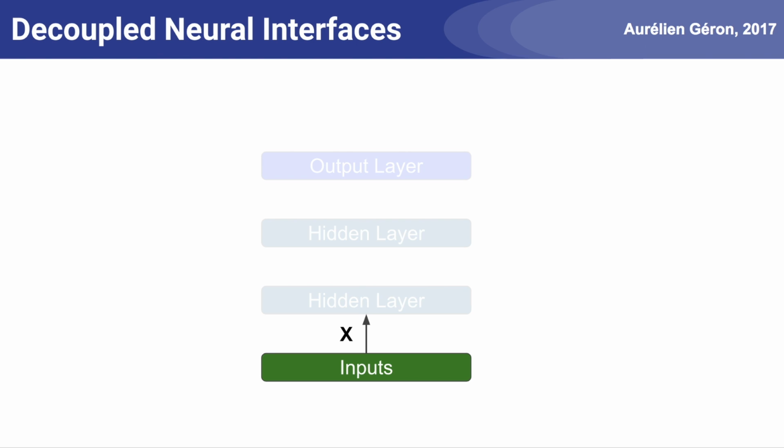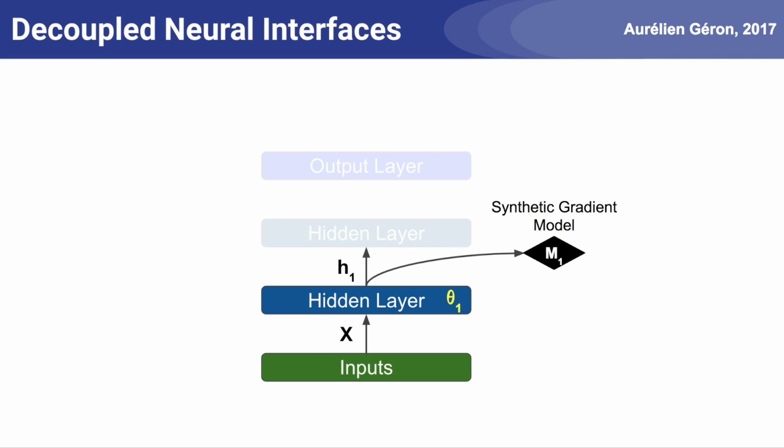Let's see how. First, we send the inputs to the first hidden layer. Then this layer uses its parameters theta1 to compute its outputs. So far, nothing has changed. But now we also send the outputs h1 to a magical little module m1 called a synthetic gradient model. We'll see how it works in a few minutes, but for now, it's just a black box. This model tries to predict what the gradients for the first hidden layer will be. It outputs the synthetic gradients delta 1 hat, which are an approximation of the true gradients delta 1.